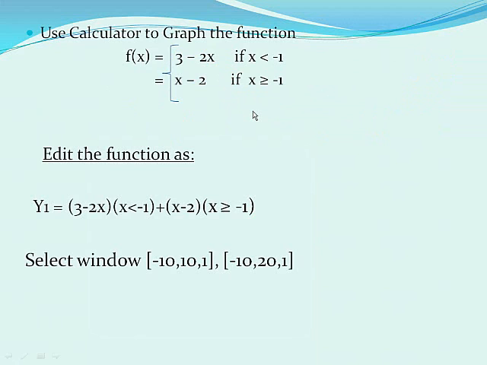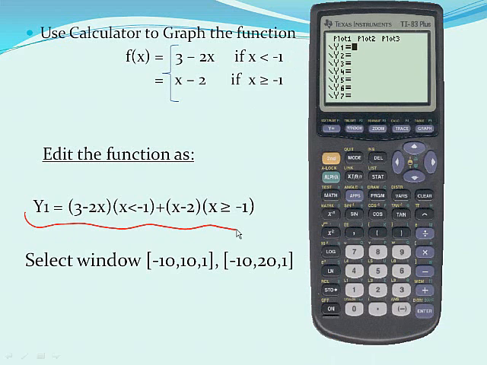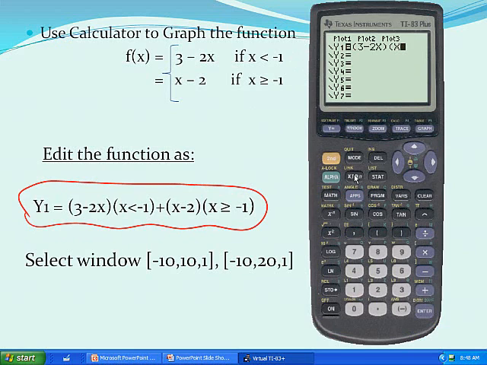Here we are going to use the calculator to graph the same function as in the previous example. This is how we are going to enter the function in the graphing calculator. To get the inequalities, we look under test, which is second math. Then pick the right inequalities. X less than -1, which will be item number 5, -1. Then add a plus sign.